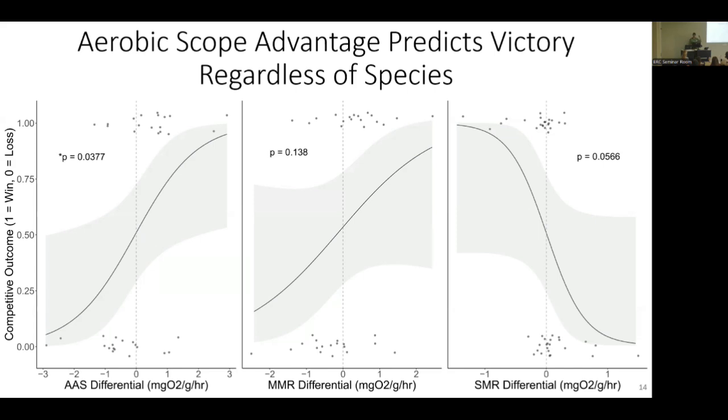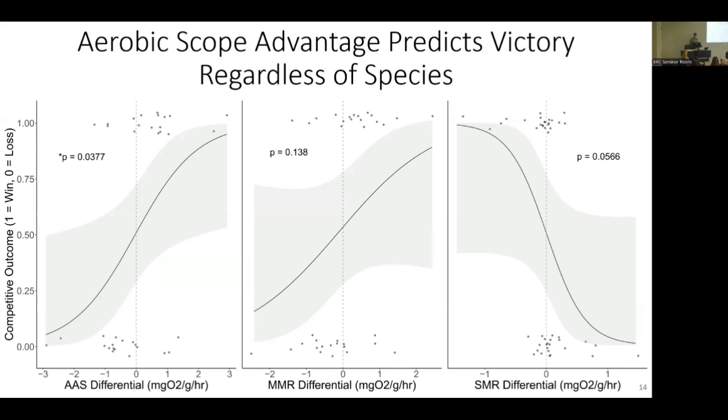Because if an individual has a high MMR, sure, that could help them win a fight, but sometimes those individuals will also happen to have a high SMR and thus a small scope. So that effect will be undercut. And the reverse is true with SMR. If you have a low SMR, that probably contributes to your ability to win a fight. But if you happen to also have a lower MMR, well, it's not going to be that helpful, right?